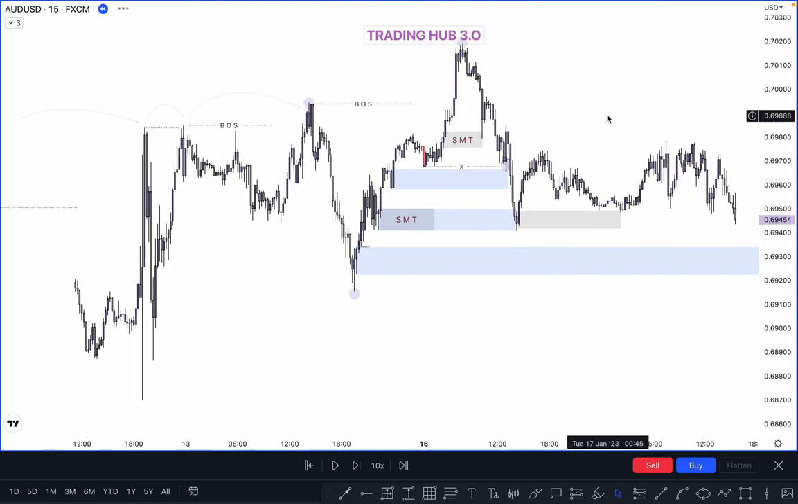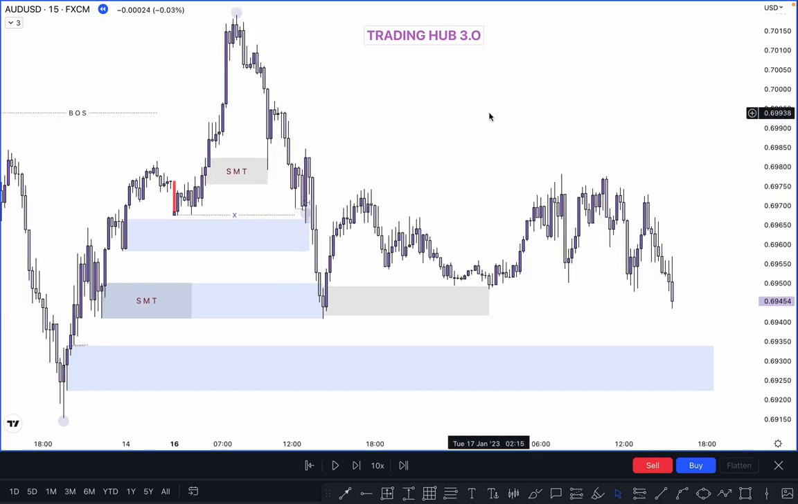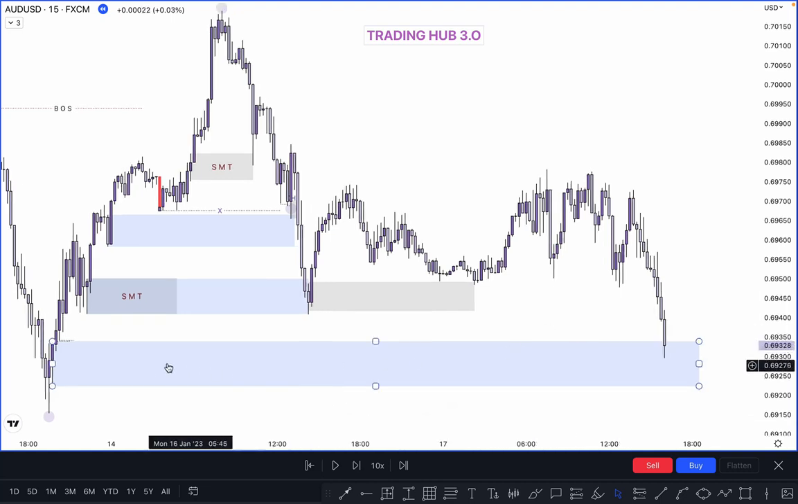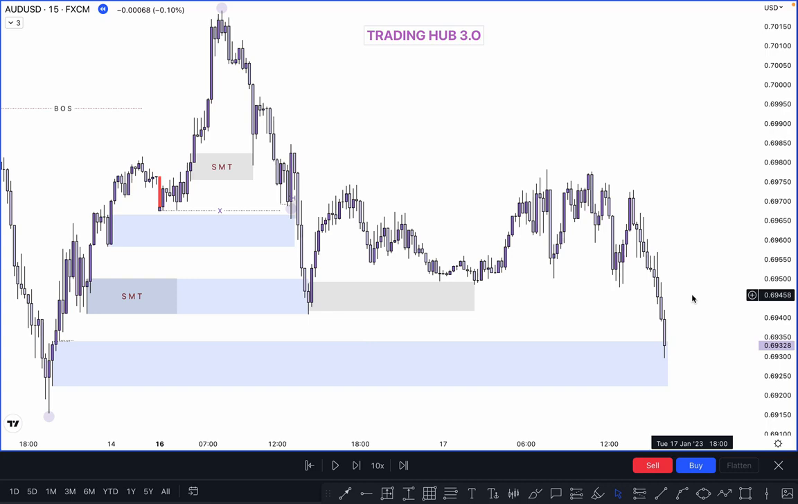Okay, so let's wait to mitigate this order block, then you can switch to the 1 minute time frame for entry criteria. So let's see what happened next here. Okay, so finally the market mitigated our order block. Now you have to switch to the 1 minute time frame to see exactly how you can trade in a 1 minute time frame.